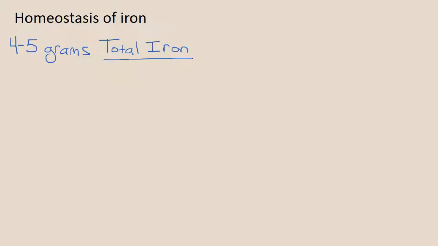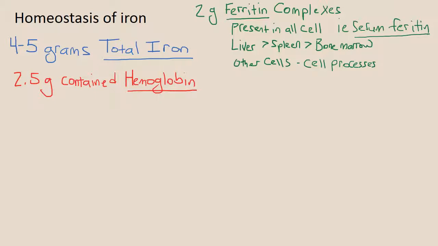So there's about 4 to 5 grams total iron in our body. Most of it's bound to hemoglobin. It's tightly regulated. It's recycled through the spleen. 2 grams are in ferritin complexes. Ferritin is a complex that holds iron in our cells, mainly liver, spleen, bone marrow, but it's used for different oxidative processes. And when we look at serum ferritin, it reflects how much storage capacity we have. Are we storing more? Are we storing less? The serum ferritin gives us an idea with that.